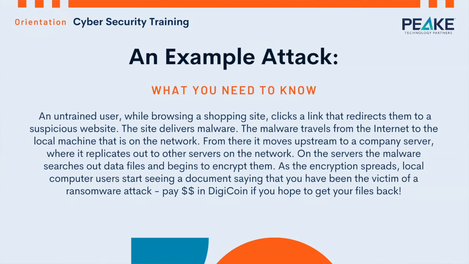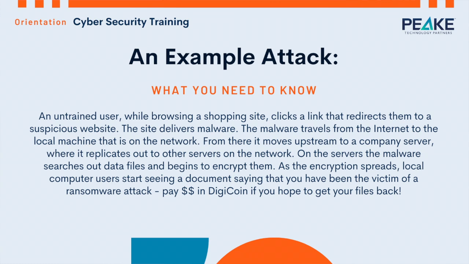An example of an attack is when an untrained user, while browsing a shopping site, clicks a link that redirects them to the suspicious website. The site delivers the malware. The malware travels from the internet to the local machine that's on the network. From there, it moves upstream to a company server, where it replicates out to other servers on the network. On the servers, the malware searches out data files and begins to encrypt them. As the encryption spreads, local computer users start seeing a document saying that you have been the victim of a ransomware attack. They give an amount to pay in digital Bitcoin, and they tell you that you may get your files back.